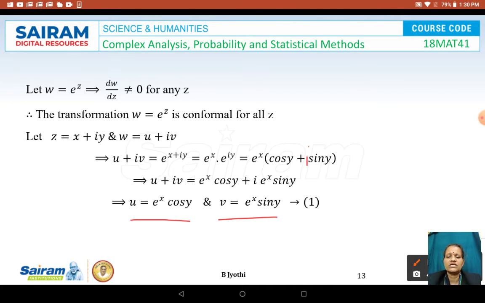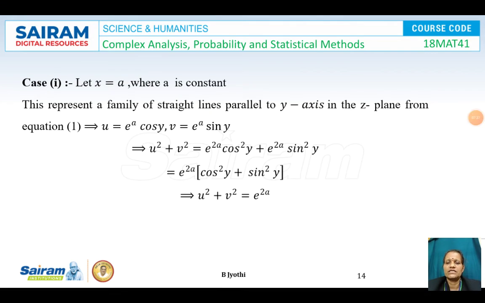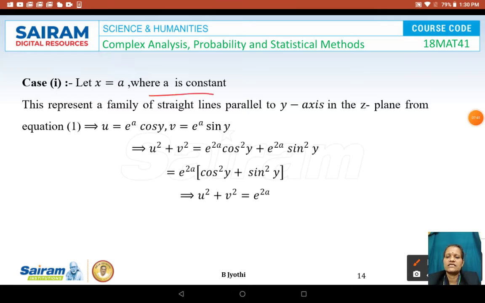Again, even in this transformation, we will consider case 1 and case 2, and we will take x is equal to constant and y is equal to constant. If we take x is equal to a, where a is a constant, this represents a family of straight lines parallel to the y-axis in the z-plane. From the first equation, we get u is equal to e power a into cos y and v is equal to e power a into sin y.